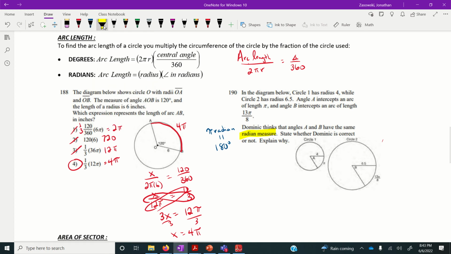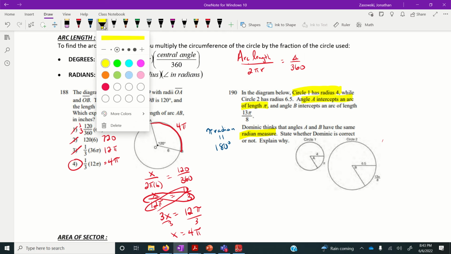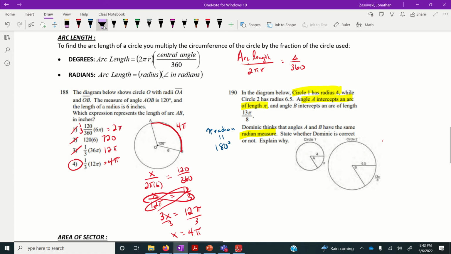Circle 1 has a radius of 4 and intercepts an arc length of pi. On the other circle we're talking about, circle 2 has a radius of 6.5 and intercepts an arc length of 13 pi over 8. So let's keep that in mind, okay?